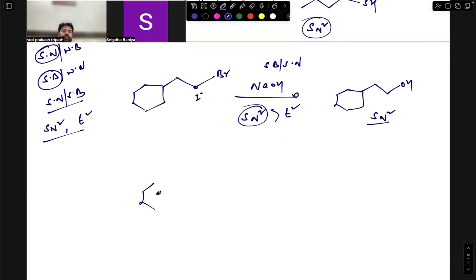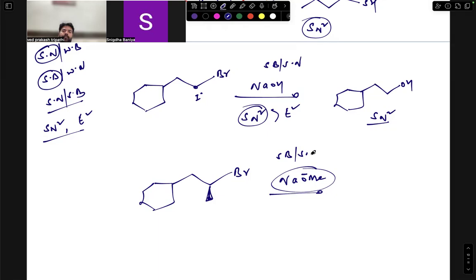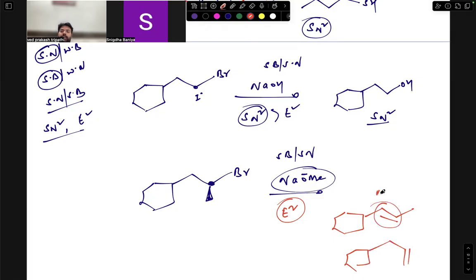But if you take this one as an example, and we are using NaOMe. So NaOMe is again a strong base and a strong nucleophile. But there is a branching. Can you see? So no substitution, only elimination. And this time the more substituted would be the major one. Clear? So this one would be the major.